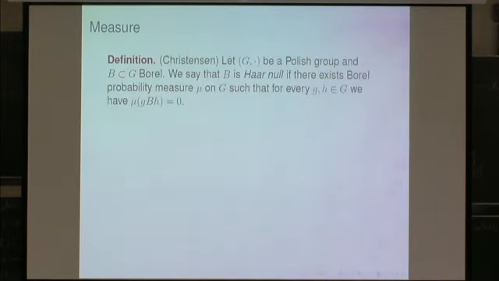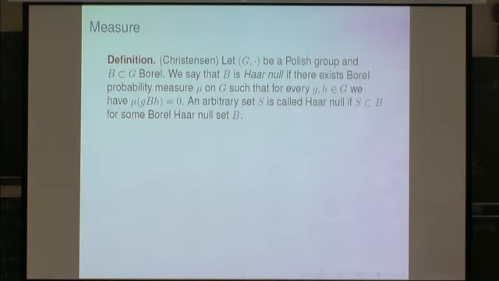Okay, and this definition is due to Christensen. We say that a set in a Polish group is Haar null if there exists a probability measure, which I will call the witness measure, so that every translate of this set is of measure zero with respect to the witness measure. This is for Borel sets, and for arbitrary sets, for technical reasons, we say that an arbitrary set is called Haar null if it can be covered with a Borel Haar null set. Okay, so clearly this notion is translation invariant.